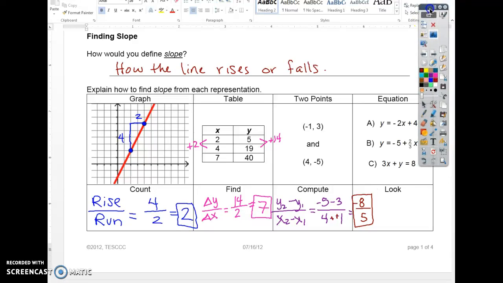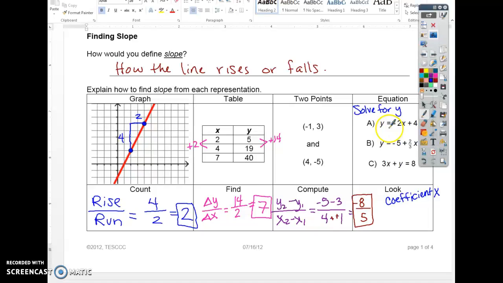And then on this last one, all you have to do is look for the coefficient of x. The coefficient of x. So the number in front of the x, but you have to make sure that it's solved for y. So make sure that it is solved for y. Like letter A, is that one already solved for y? Is it in y equals?